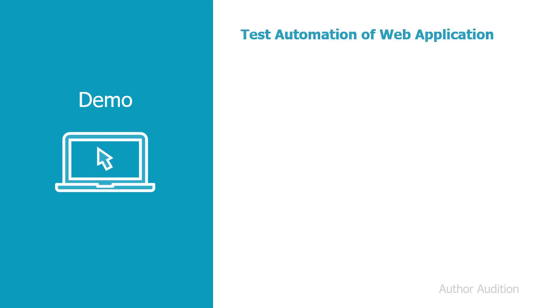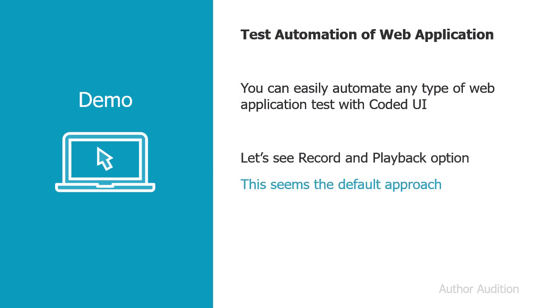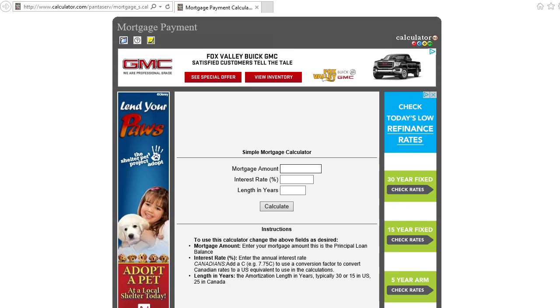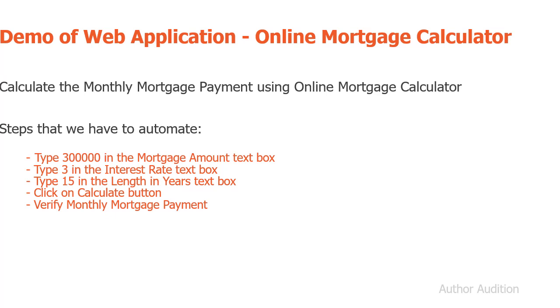For the web-based application demo, I'm going to create new coded UI test project from scratch, and then I will show you how to record the steps and then execute the recorded step. After that, we can use that recorded UI maps and then code against it. I'm going to show you the demo of this web application called Online Mortgage Calculator. And here are the steps that we have to automate.